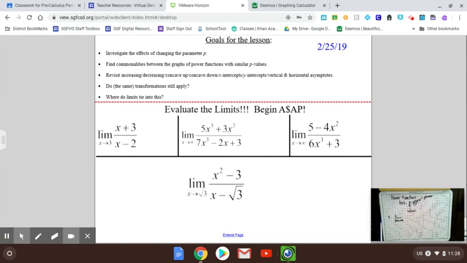I realize the date is wrong as well. I'm just using this from last year. It gives us something to play with at least.